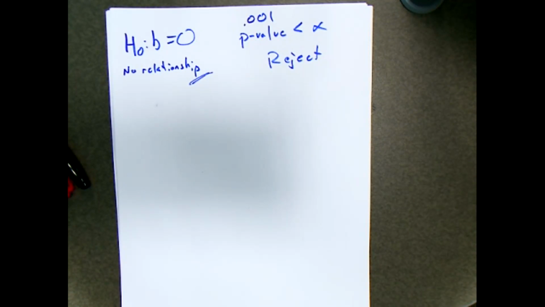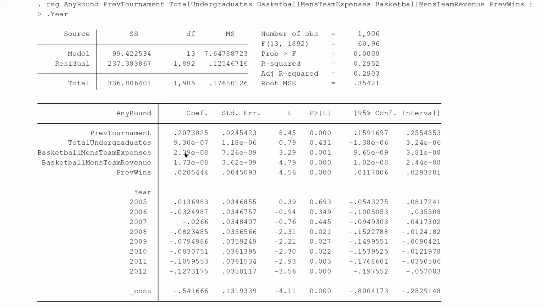So not only do we find this effect, we can say that it's significant at every single alpha level, or every single significance level, or every confidence level, right? 90, 95, 99% confidence levels.